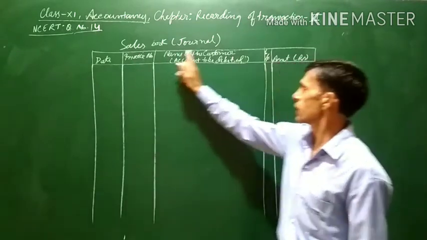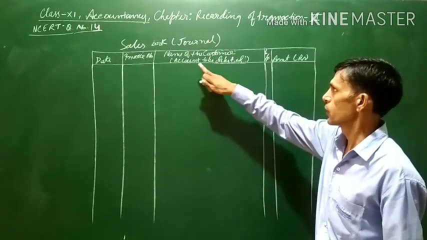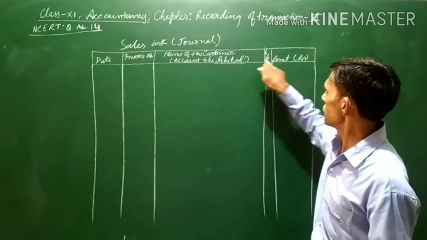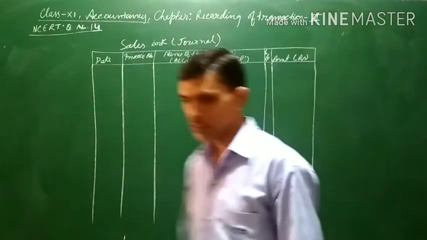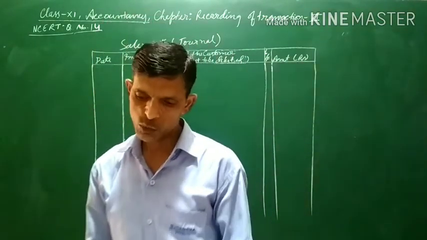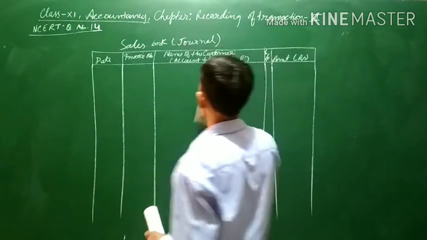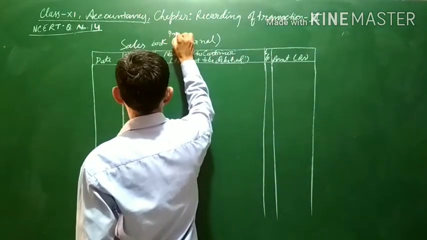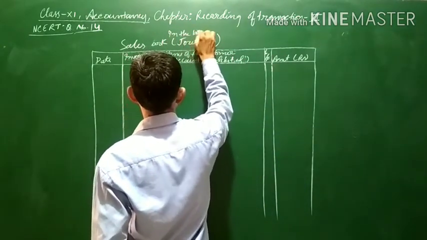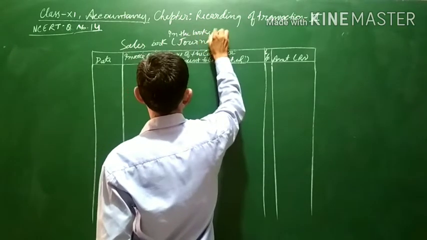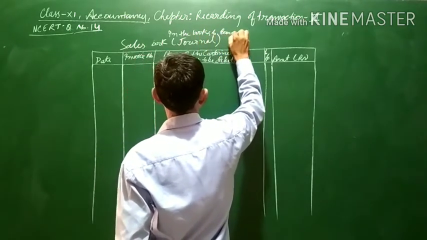Date, invoice number, name of the customer in case of sales book, or account to be debited, ledger folio and amount. Let us see what are the transactions in the books of Messrs Bansal Electronics. You can write here on the top, in the books of Bansal Electronics.